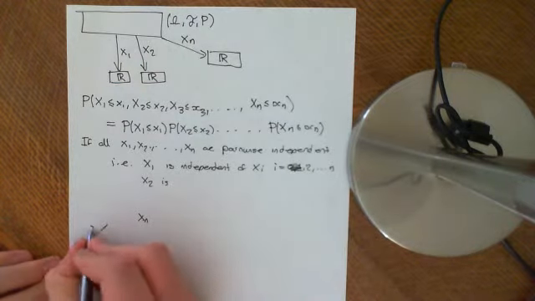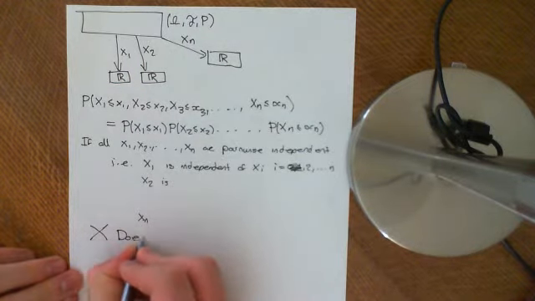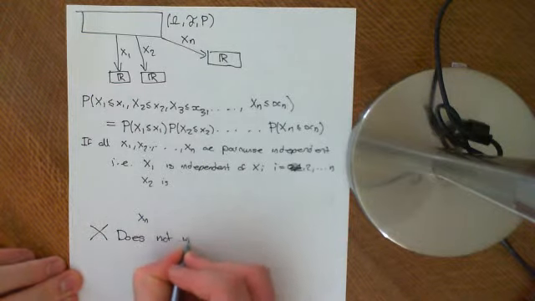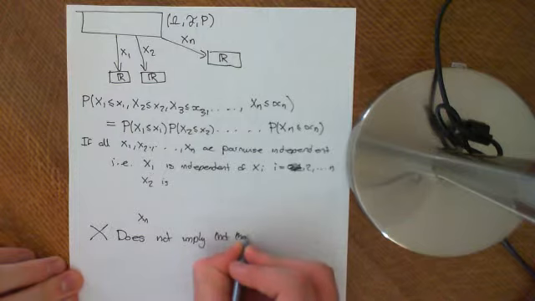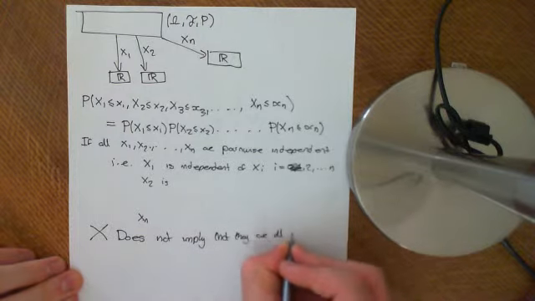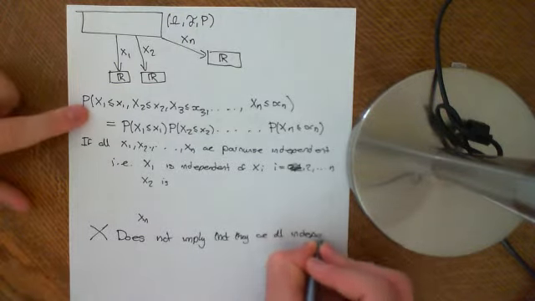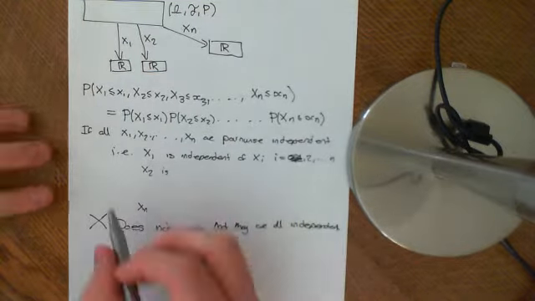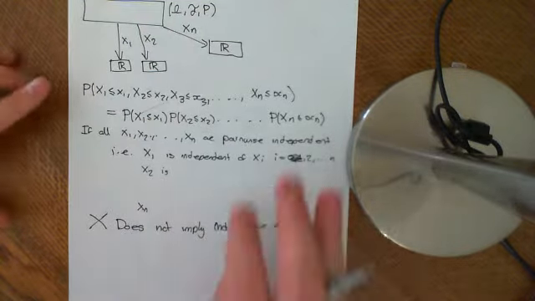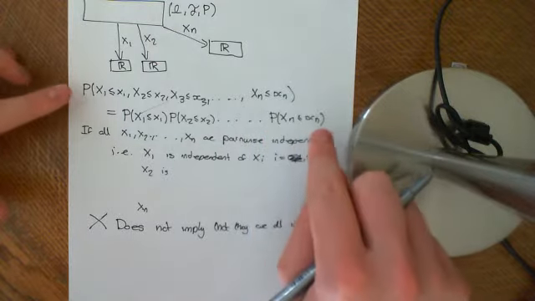It does not imply that they are all independent in the way defined up here. So if they are all pairwise independent, it does not imply that they are actually totally independent in this way.